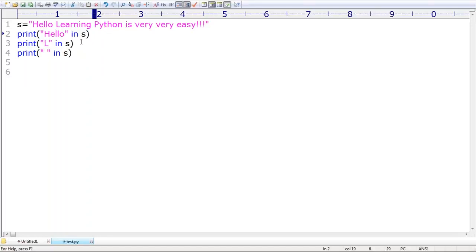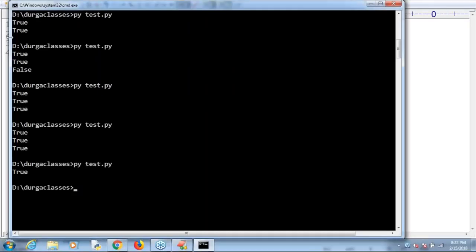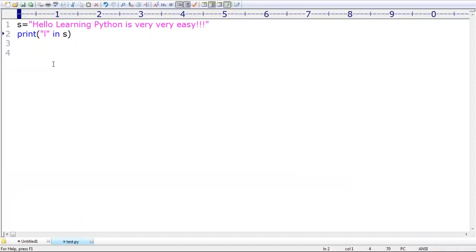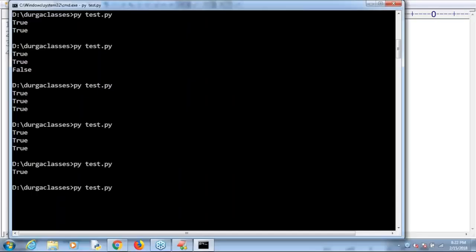Next, if you are checking for small l, what is the answer? Please respond. If I'm checking small l in S, what output do we get by default? False is the answer. The reason is, can you please cross check, is small l there anywhere? Small l is not there. If I take small p, because I have capital P, and I search for small p, then small p is not there. That's why False will be the answer.